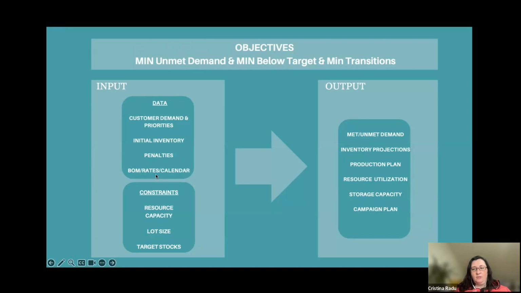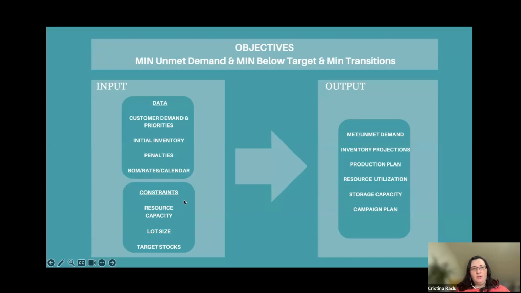Because it's important, the speed at which you can produce. And of course, the BOM, the components, and the calendar, what is available. Sometimes you have holidays, you have setup times, you have maintenance, and so on. So this is like the manufacturing particularities.